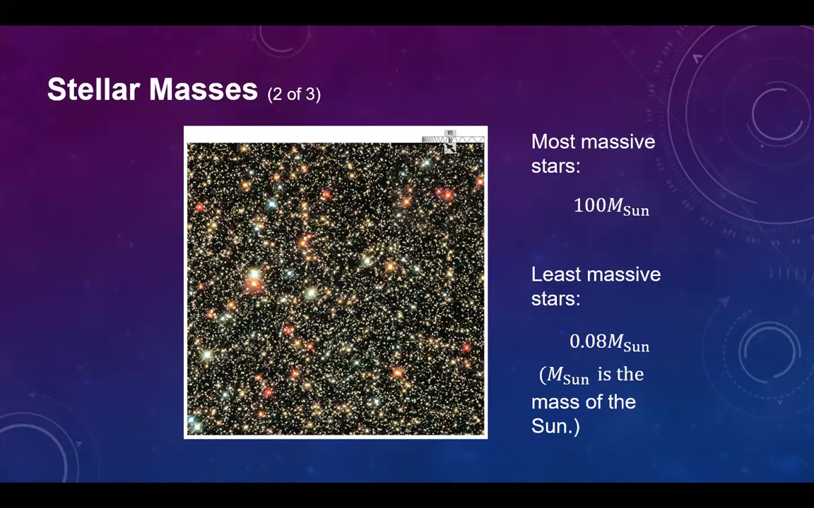The most massive stars are about 100 times the mass of the sun, and the least massive stars are about 8% of the mass of the sun.